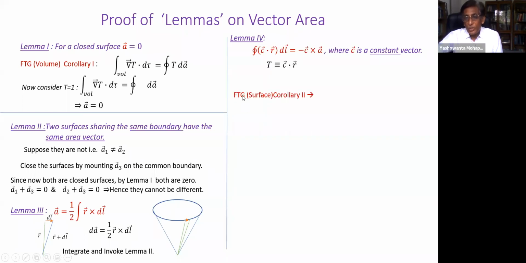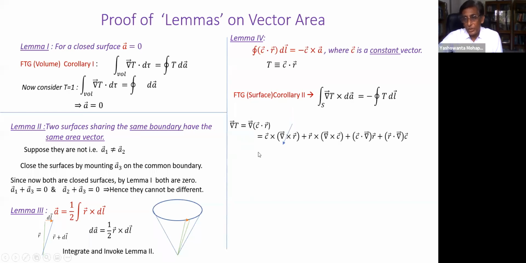All right. So now I'll invoke the fundamental theorem of gradient of surface, corollary 2, which is the gradient of T cross dA. I've already proven that, except that I'll now apply it to my new definition of scalar, with a constant vector and a position vector R. So now I plug this in. This is gradient of T, and this is gradient of C dot R. Then I just expand it like A dot B.